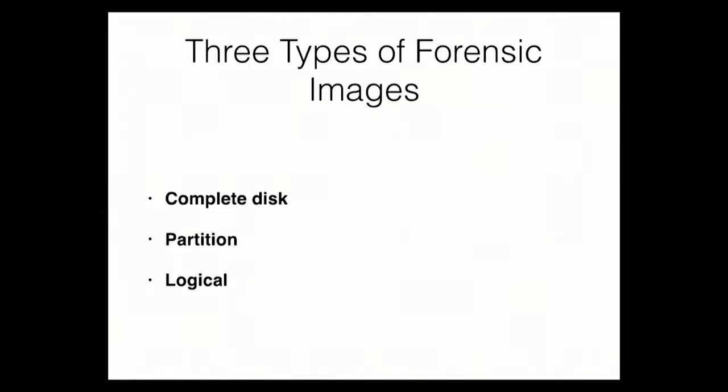Anyway, when you get your forensic image, there are various ways to do it. Now, there are two different groups of image types. This determines what kind of data you get. You get the whole drive, a whole partition, or a logical selection, which is a certain group of files according to some criteria.